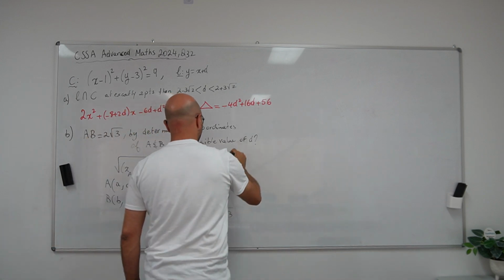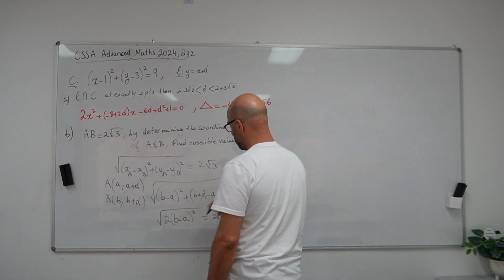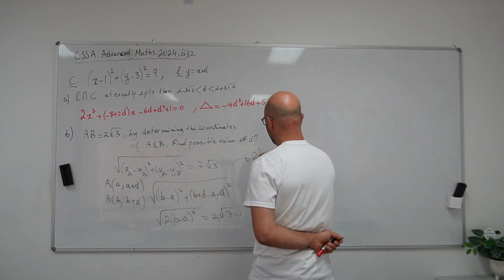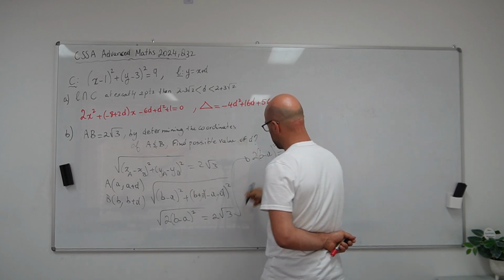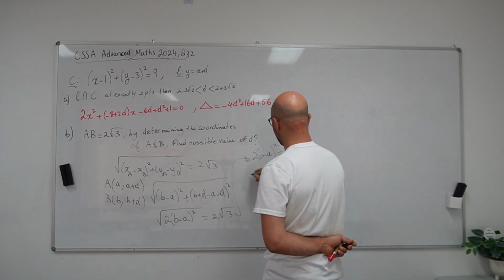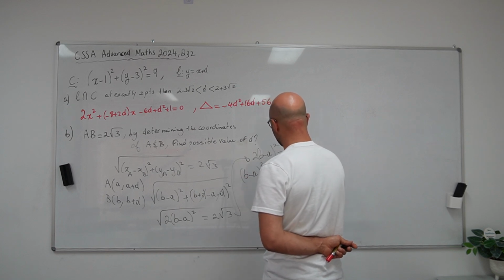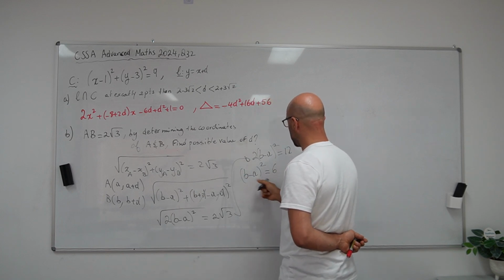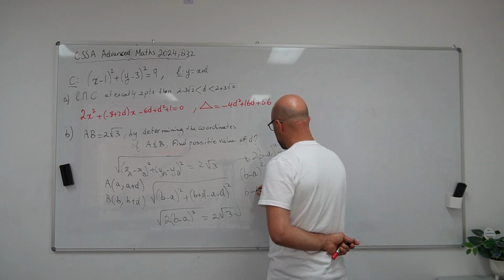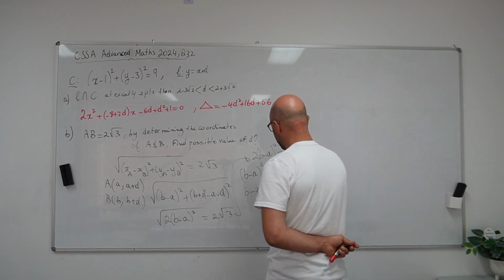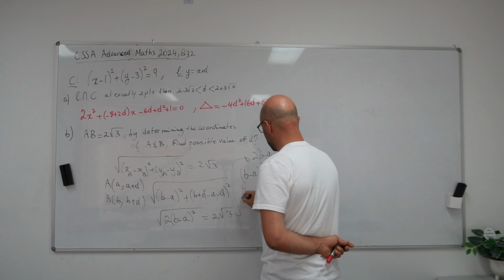If we square both sides, we're going to get 2 times b minus a to the power of 2, and that's 4 times 3, which gives me 12. So long story short, we're going to get b minus a to the power of 2 equals what? 6. And when we square root it, b minus a, we're going to get what? Root 6. All right.